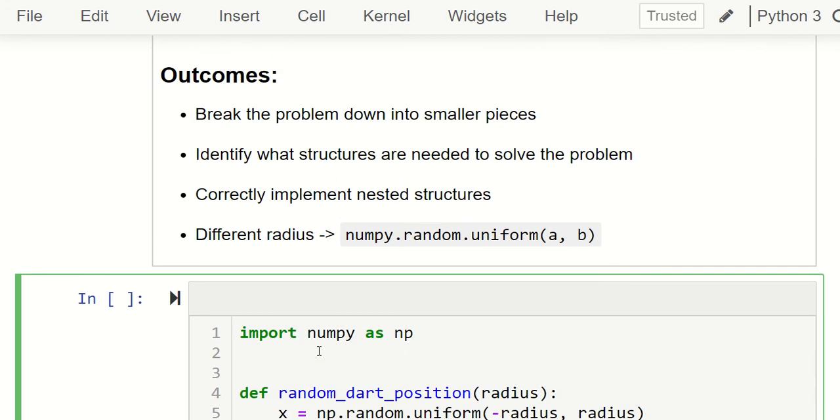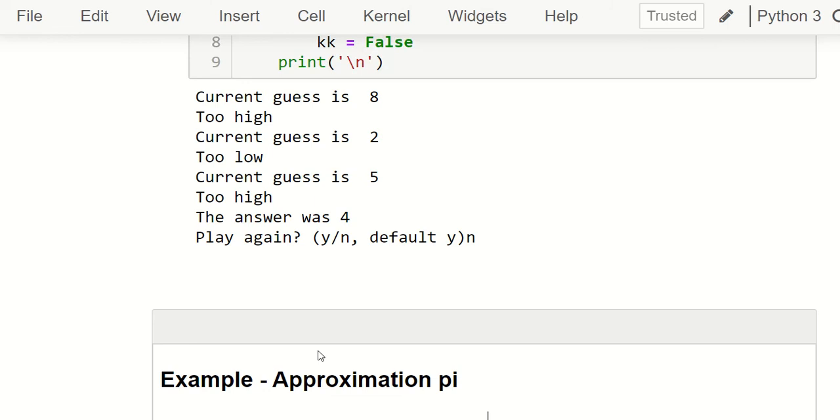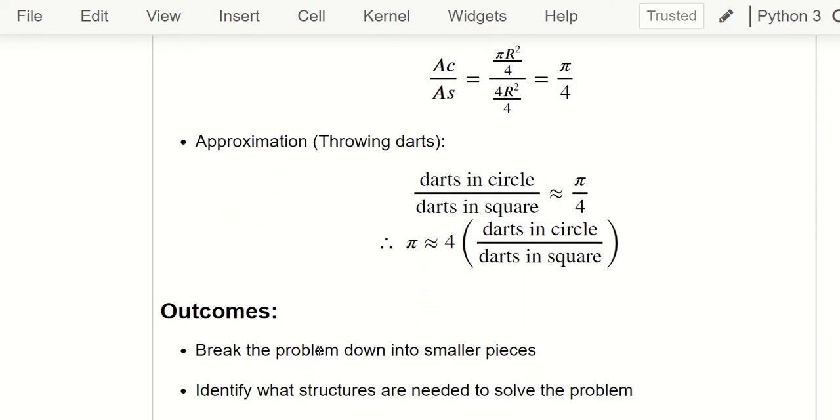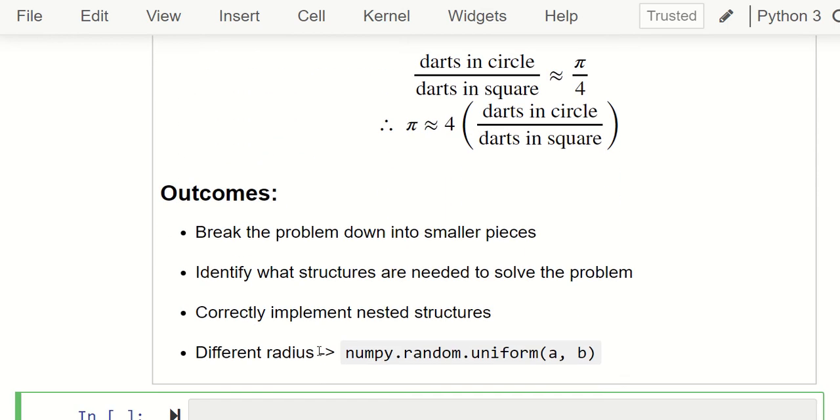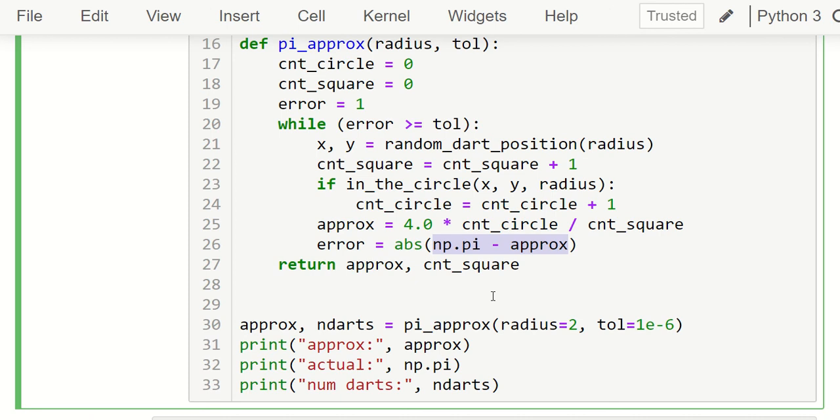Let's see what they asked us. Where's the question? No, they never asked us a question. But okay, the reason why we return the number of throws inside the square is that the number of throws inside the square is also the number of throws, right? So it's to tell the user how many times he had to throw the dart before he got a good answer for pi. And so in record 30 then, I call my main function, pi approximation.